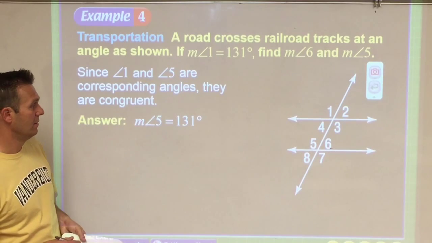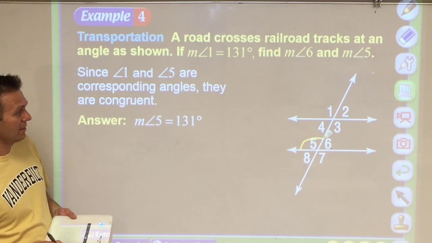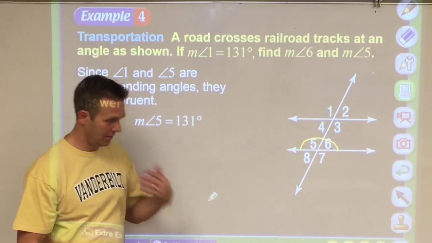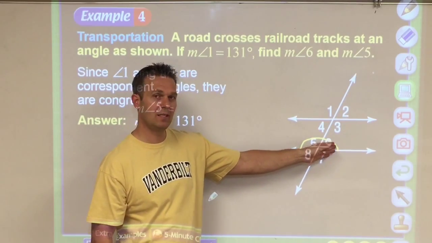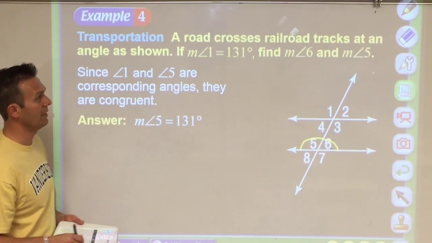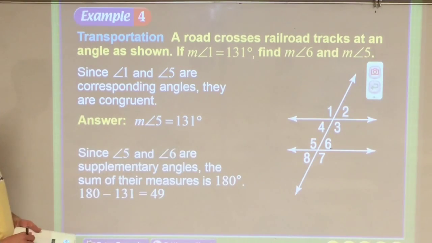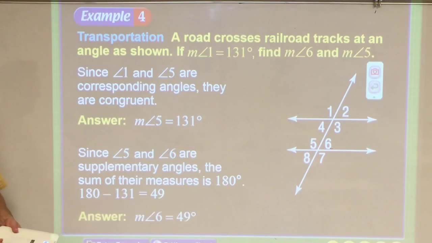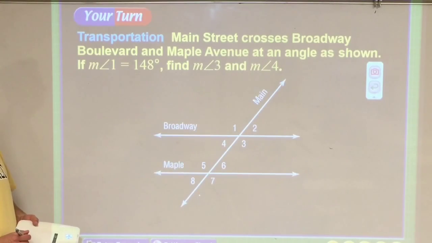Now, watch this right here. See what this makes? It makes a little protractor, doesn't it? And what does a protractor add up to? 180 degrees. So if I take angle 5 plus angle 6 equals 180, I should be able to find the answer. So they are supplementary angles. They measure up to 180. So 180 minus 131 is going to give you angle 6, which is 49 degrees.